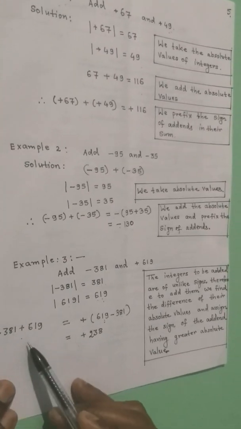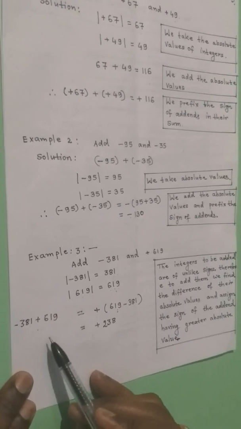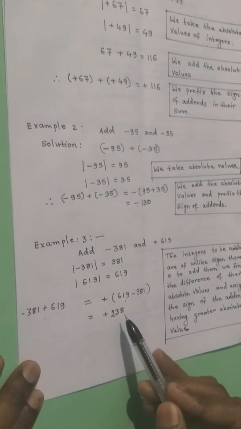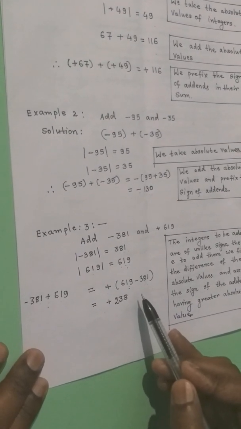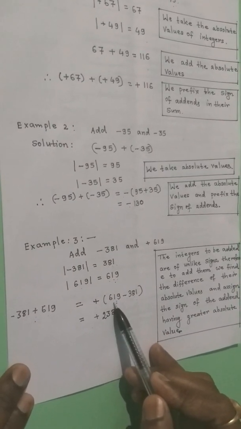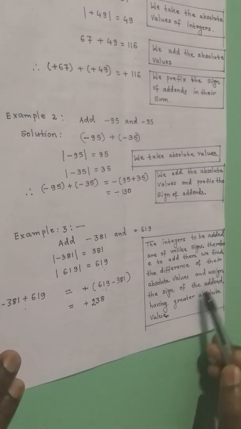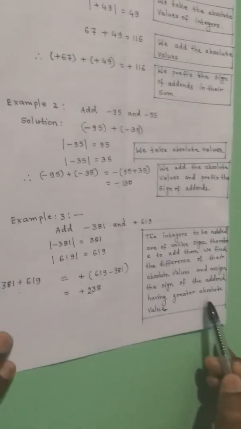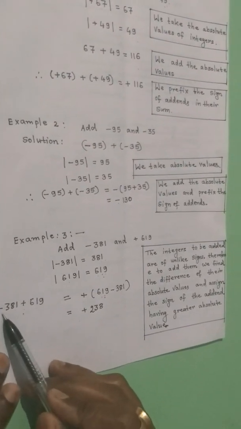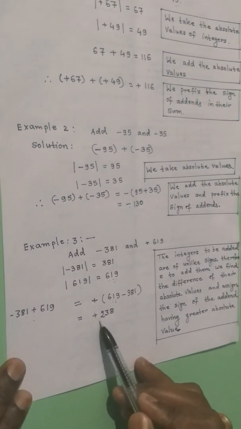Here in this case we find that both the integers have opposite signs. One has the negative sign, the other has the positive sign. So we subtract the smaller absolute value from the greater one, and we assign the sign of the addend having the greater absolute value. Therefore, minus 381 plus 619 is equal to plus 238.